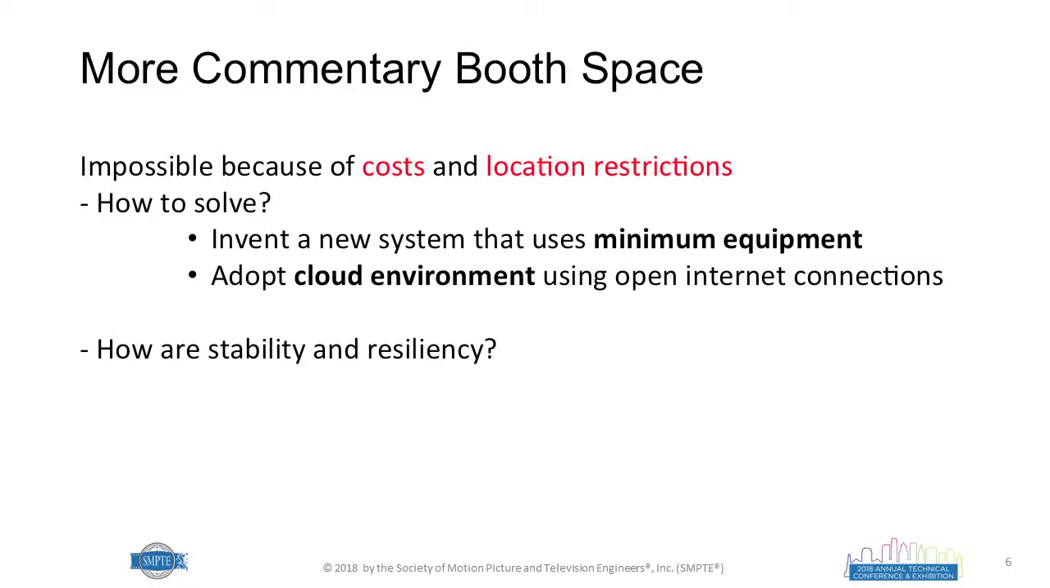The hurdle for adding more commentary booths was cost and location restrictions. In order to solve this problem, we considered inventing a new system that uses minimum equipment and adopting a cloud environment using open internet connections. So we had to think about how to make stability and resilience.